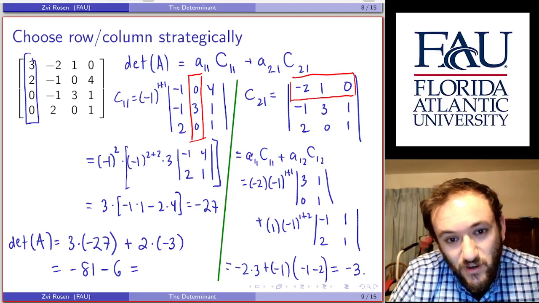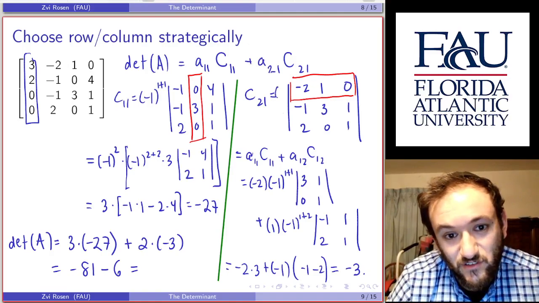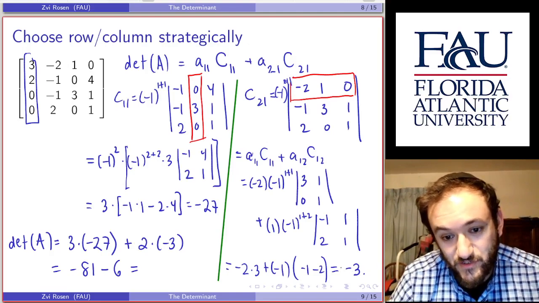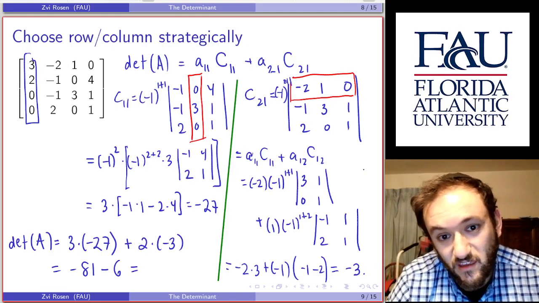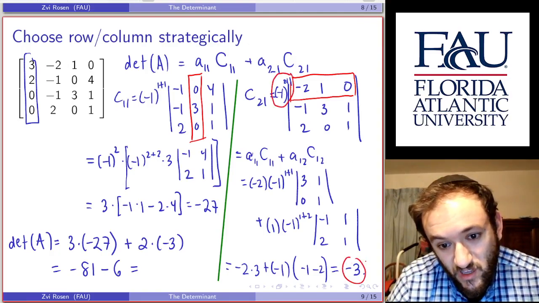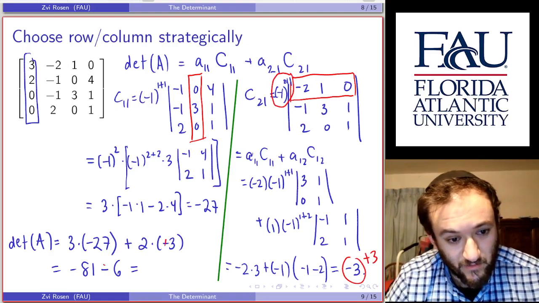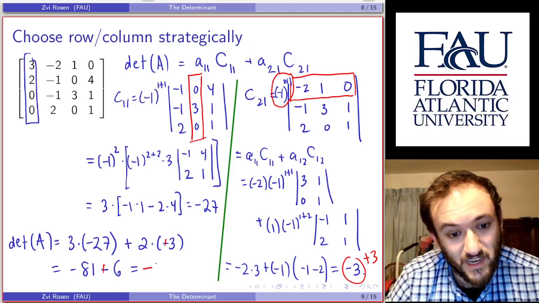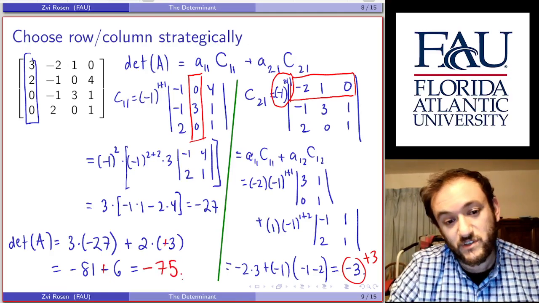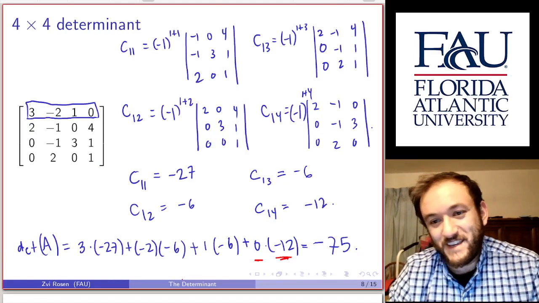Sorry, C21, I see the mistake I made. I did not yet include this factor of minus 1 to the 2 plus 1, which would give me a minus sign here. So this actually ends up being, let me mark this in red, this really should be plus 3. This should be plus 3. And then we get plus 6 here, which gives us minus 75, which is the same answer we got on the previous slide after correcting our mistakes.